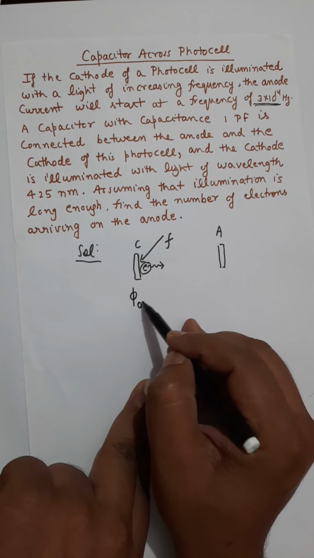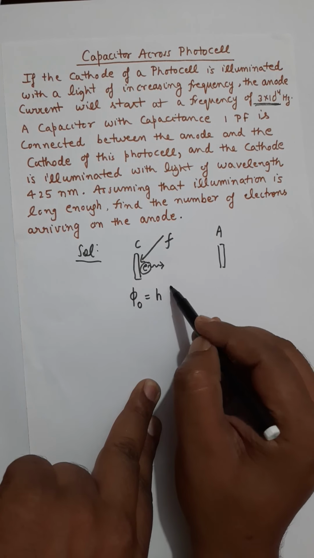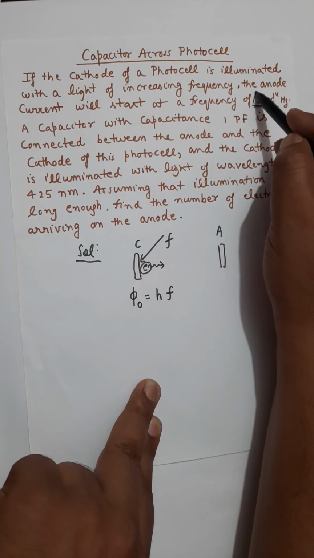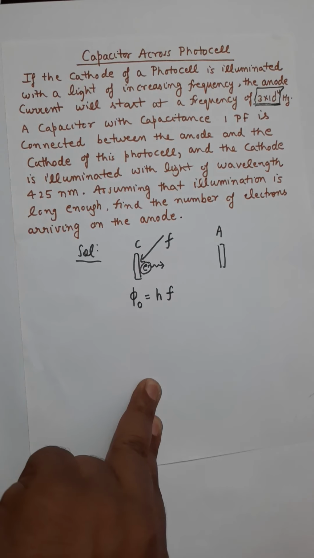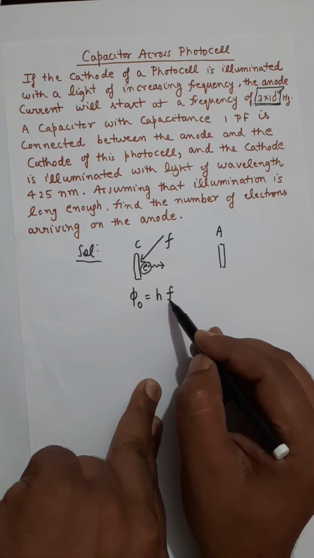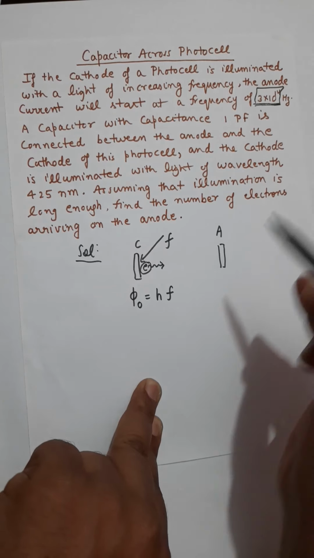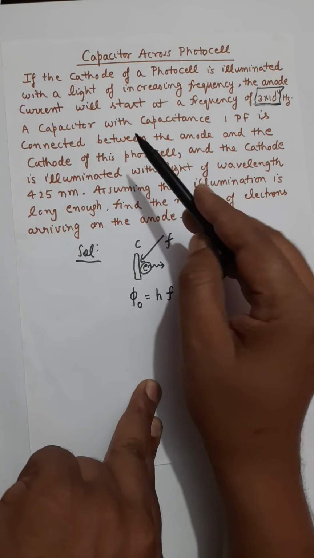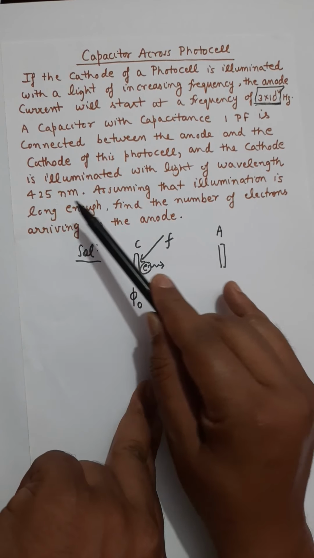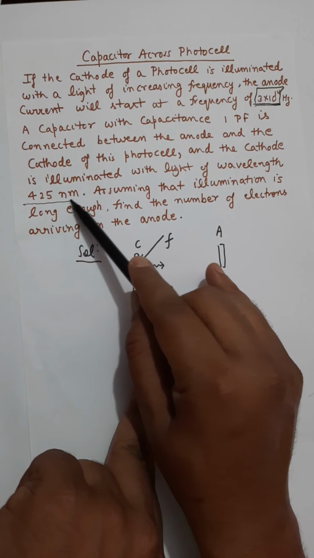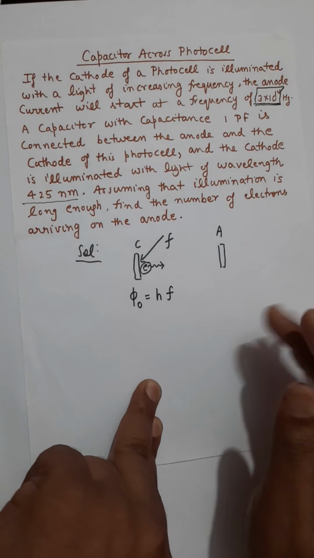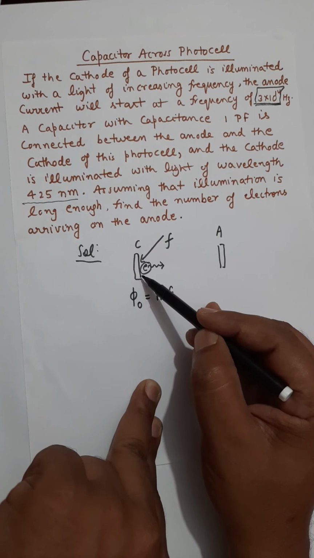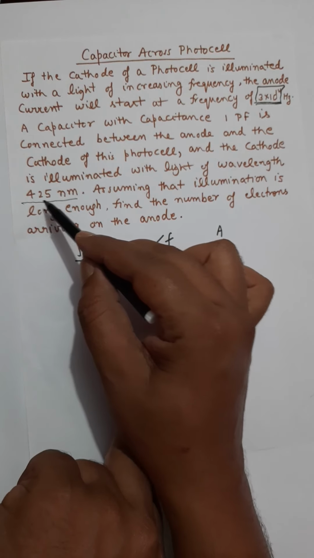So you will find the work function equals h into f, where f is 3 into 10 to the power 14. This is the value of f. Then they are saying at the wavelength of 425 nanometer, this cathode is now illuminated by the wavelength which is 425 nanometer.